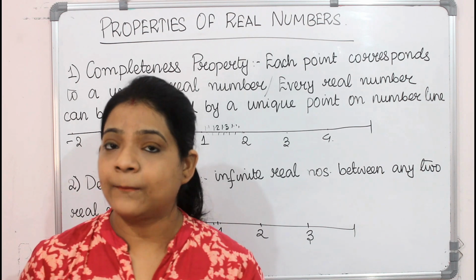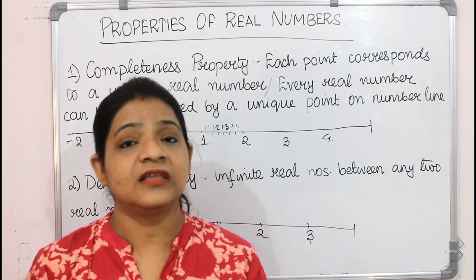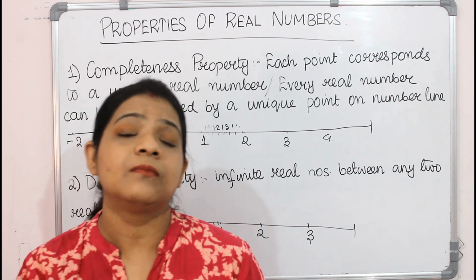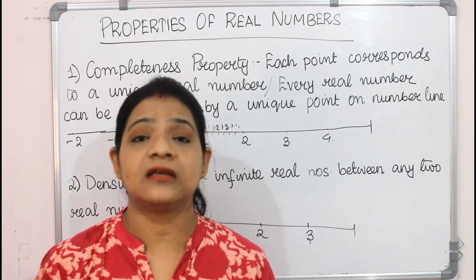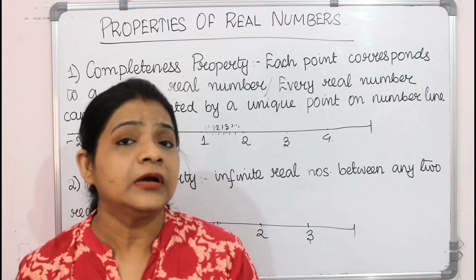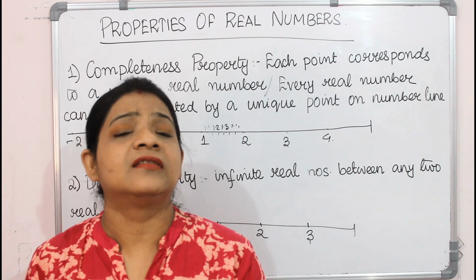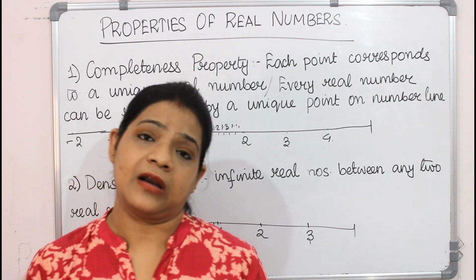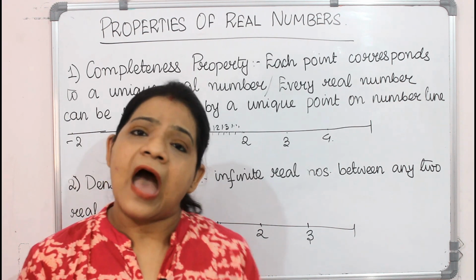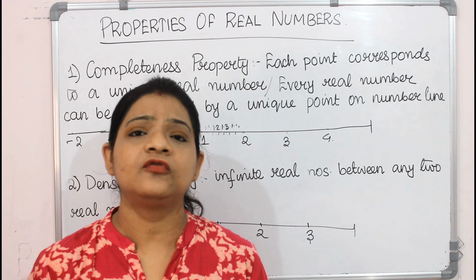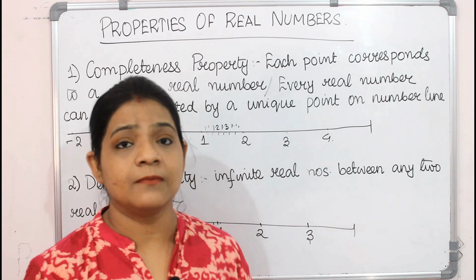So these are the two basic properties of real numbers. The completeness property: each point on the number line corresponds to a real number, or every real number can be represented by a unique point on a number line. And the density property means in between two real numbers on the number line there may exist innumerable real numbers. I think this is very easy. You can easily make out the meaning from the sentence itself.